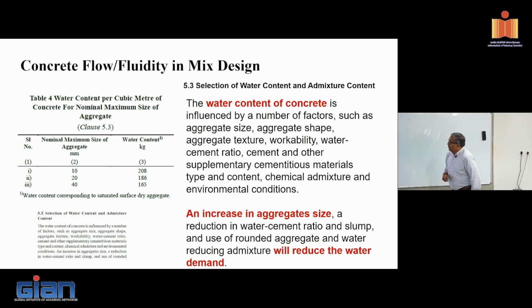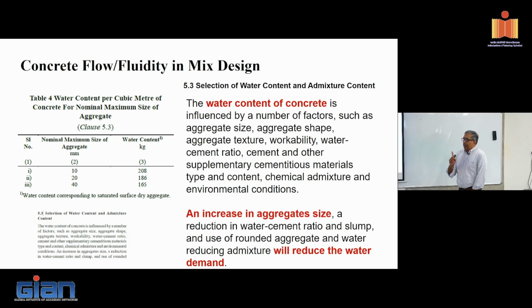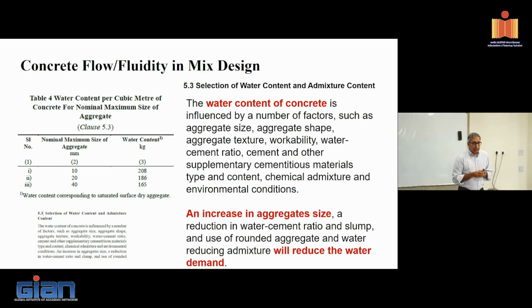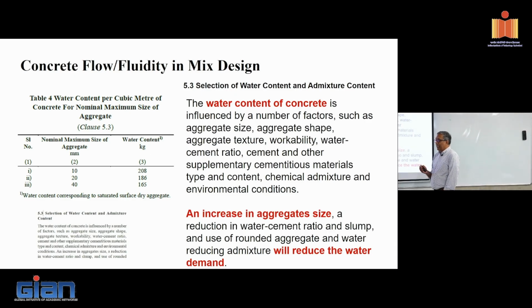So now coming to fluidity, how do we control the fluidity? Remember that these aggregates are coated with a layer of paste, right? And it is the paste content that controls the fluidity. Now, the way that the code controls this is by regulating the water content in the concrete. There's a table given here, and this table is based on what we call the paste demand. Paste demand for what? Paste demand to coat all the aggregates, right? There's a certain minimum amount of paste that's required. If I go below that, I will not have enough paste.